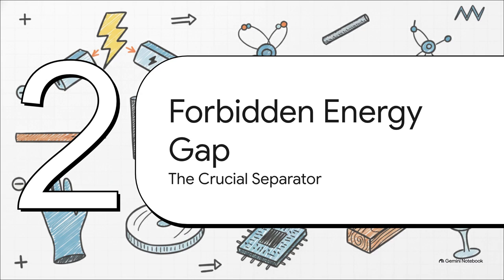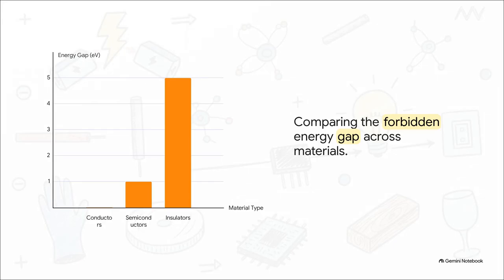Okay, Section 3, the forbidden energy gap. This is the absolutely crucial point that truly separates these three materials from one another. I want you to think of this forbidden energy gap kind of like a bridge. It connects the valence band to the conduction band. Now, for conductors, the gap is literally 0 electron volts. The bands just overlap, making it a perfectly seamless bridge.